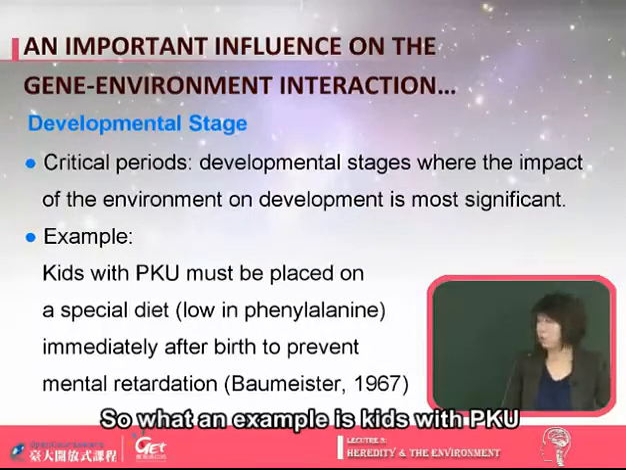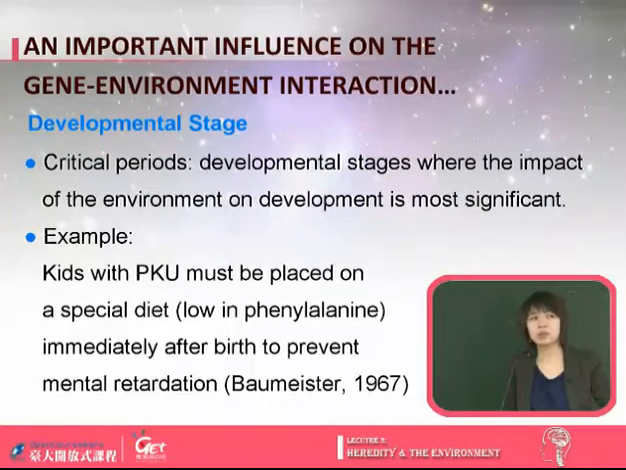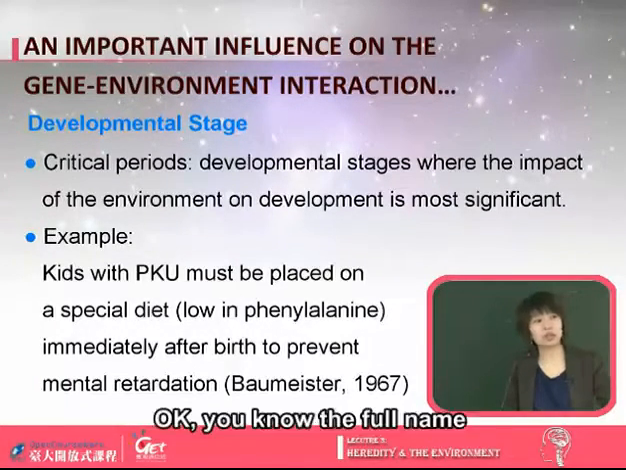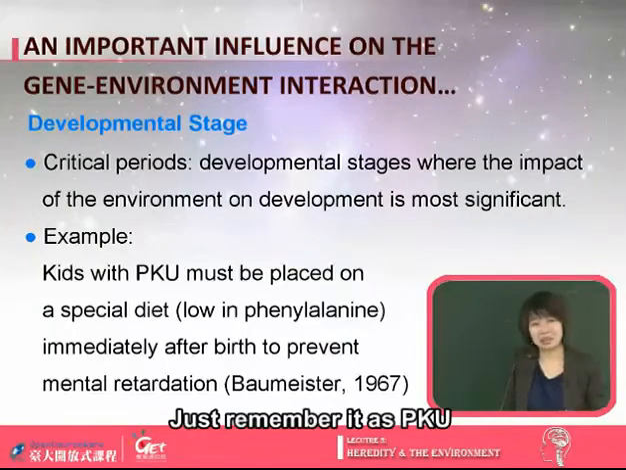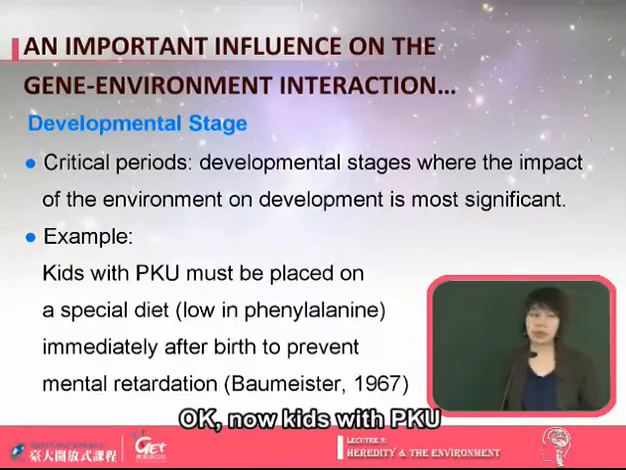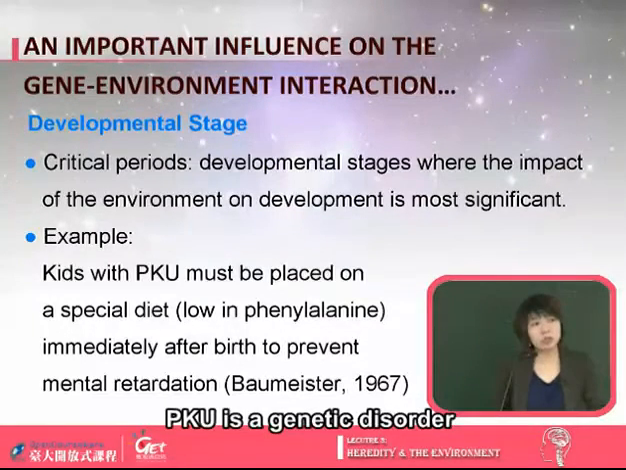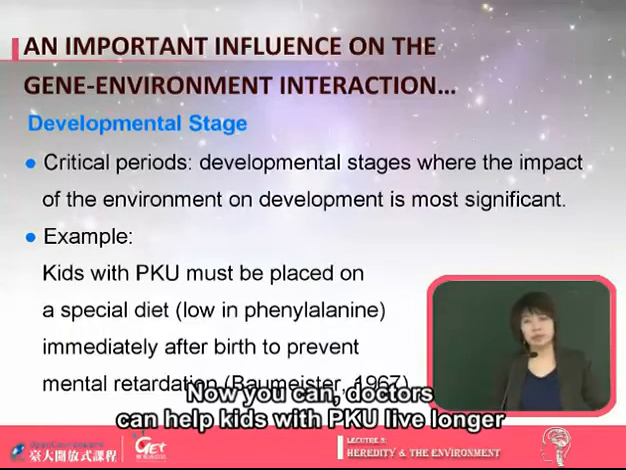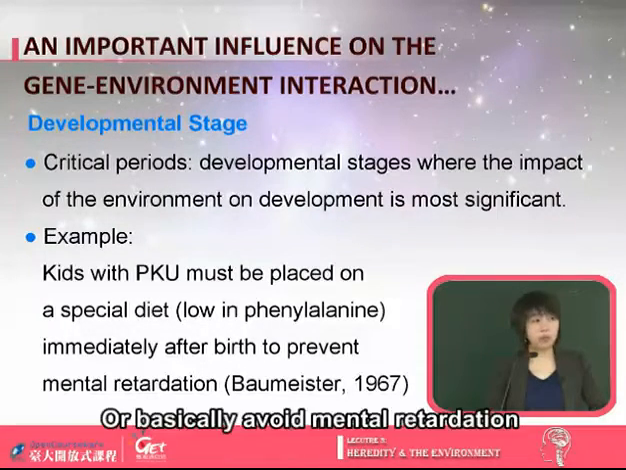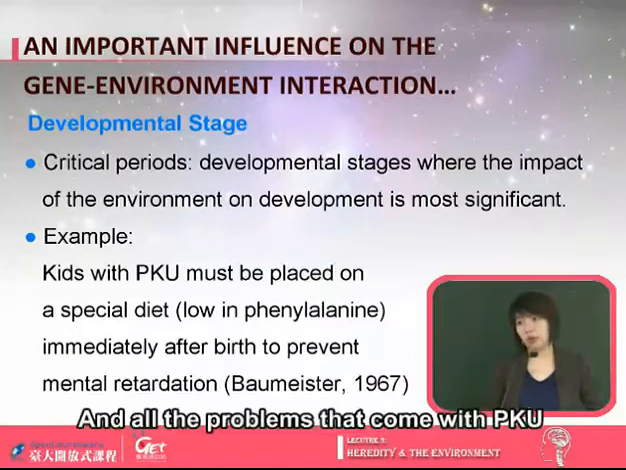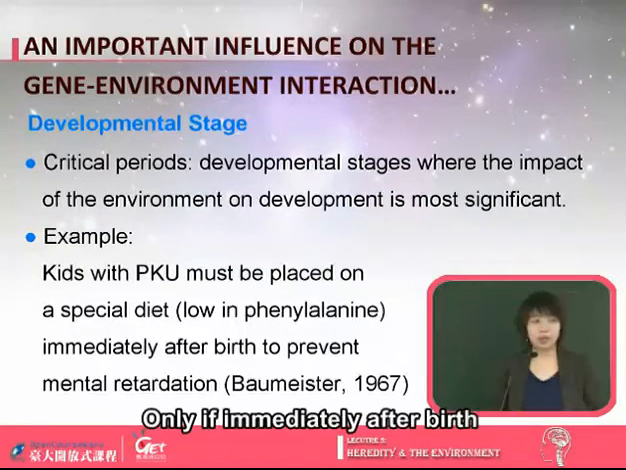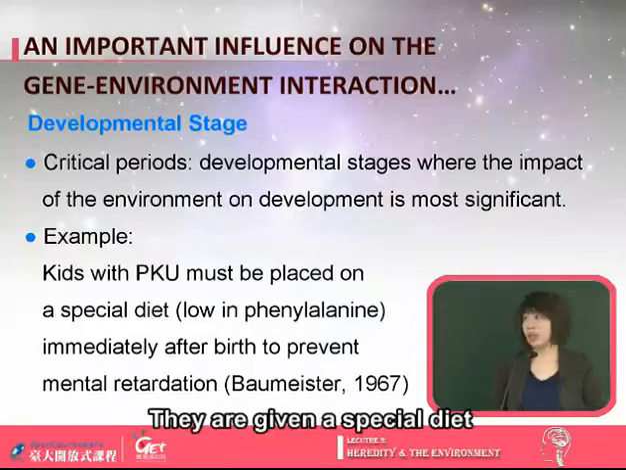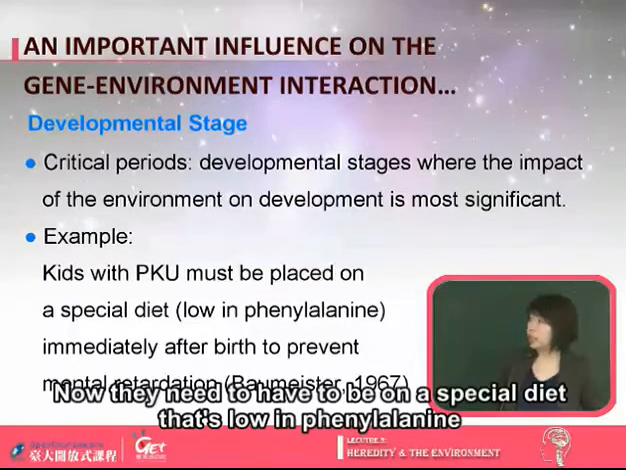So one example is kids with PKU. Do you know what PKU is? Oh, okay, you know the full name. Just remember it as PKU. Now, PKU is a genetic disorder. That's why I'm using it as an example. Now, doctors can help kids with PKU live longer, or basically avoid mental retardation and all the problems that come with PKU, only if immediately after birth they are given a special diet. Now, they need to be on a special diet that's low in phenylalanine.